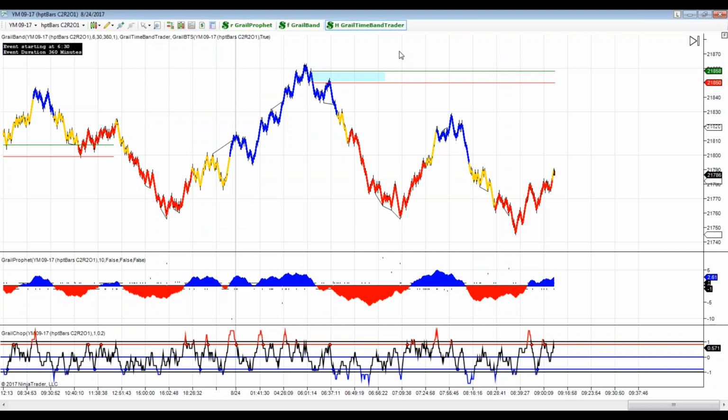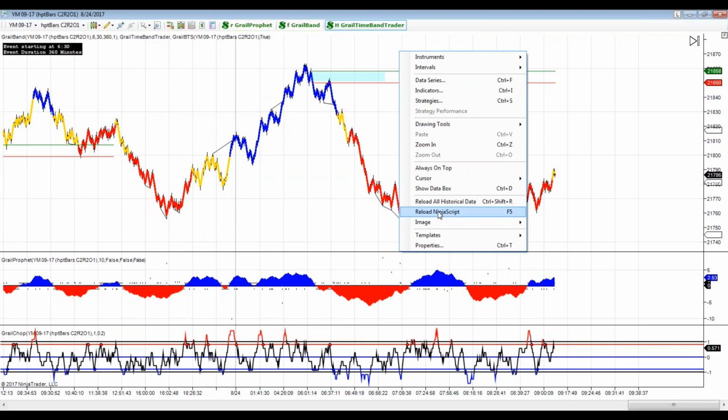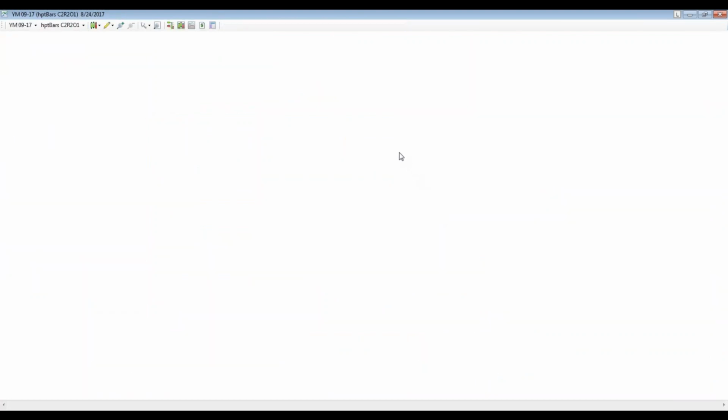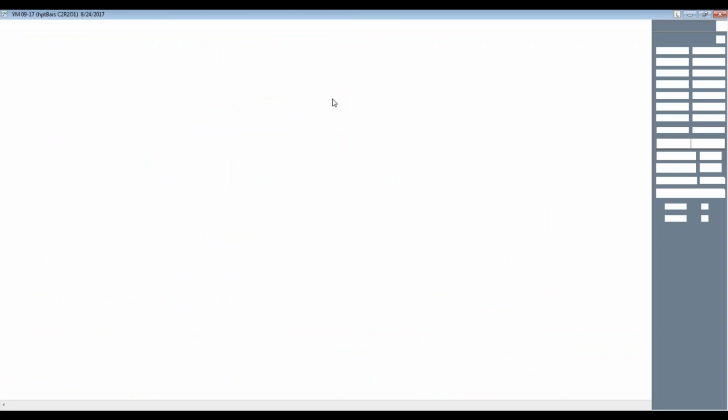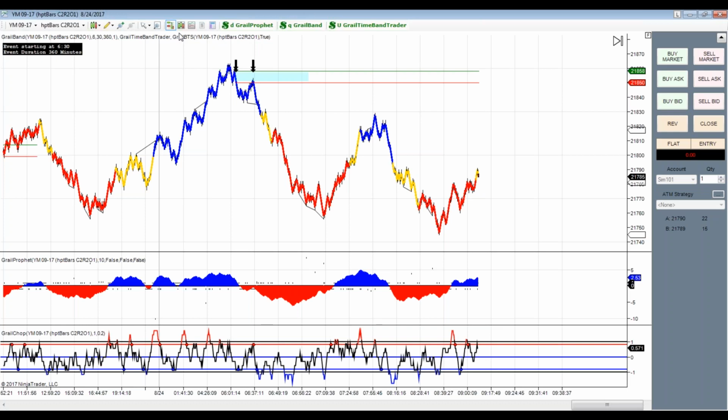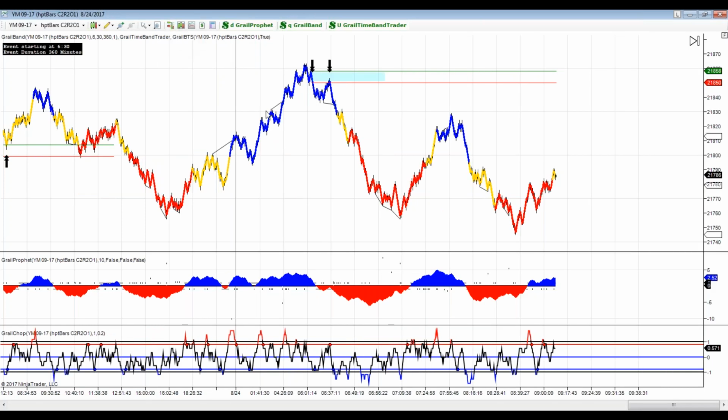So let me show that. I'm going to do the reload. And there we have it. This is this morning. I think we showed it. It broke, and then it broke again. So we had two entries this morning, both of them very good.